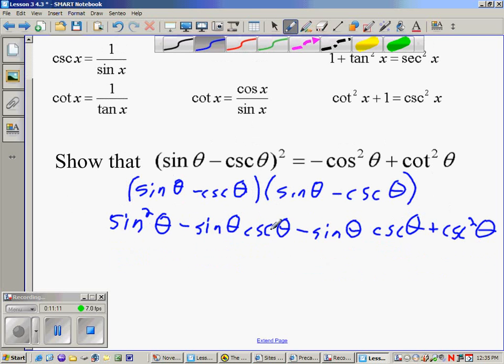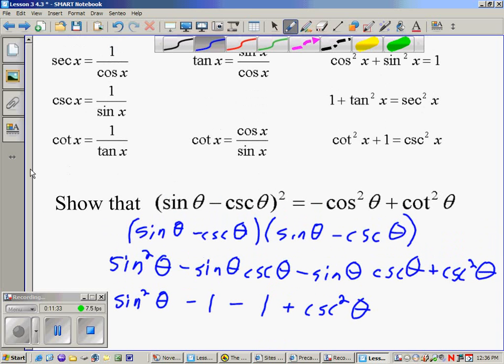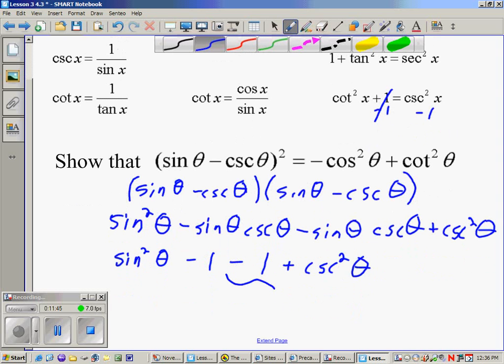Now, sine times cosecant, that's like sine times 1 over sine. So sine times 1 over sine is going to cancel out. So we have sine squared theta minus 1, minus another 1 plus cosecant squared theta. Now if we look at this, cosecant squared minus 1, if we subtract 1 from both sides, is equal to cotangent squared. So this part is equal to plus cotangent squared theta.